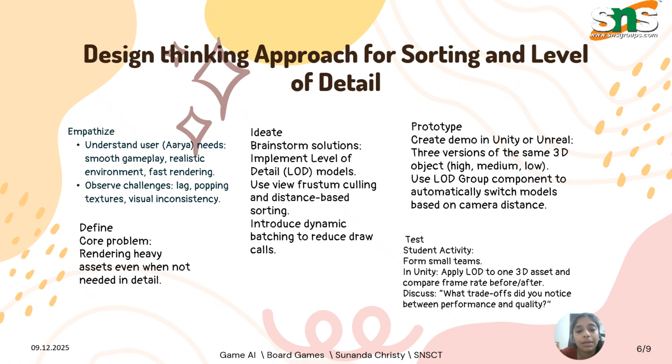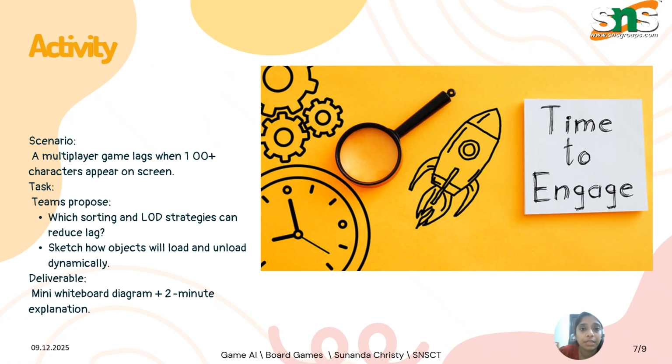So those ideas will then be used as the models, and we will introduce dynamic batching to reduce the draw calls, and then the prototype: what prototypes are used, what engines are used, where we will be using them. All those things will be done automatically, and even the camera distance is important for the board game. And finally, we'll go for testing. We'll be testing in the rendering engine, using engines like Blender and Unity. So this is the form of an activity for board games.